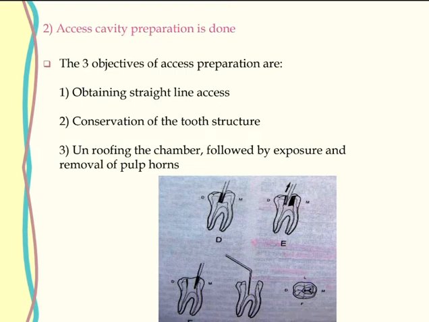First and foremost, you should obtain a straight line access, but at the same time, you should not remove the tooth structure unnecessarily. You conserve the tooth structure as much as possible. Don't remove sound tooth structure; only remove what is infected by caries and maintain a straight line access. After that, you have to remove the roof completely. Only if you remove the roof completely will you be able to see all the pulp horns as well as the orifices.